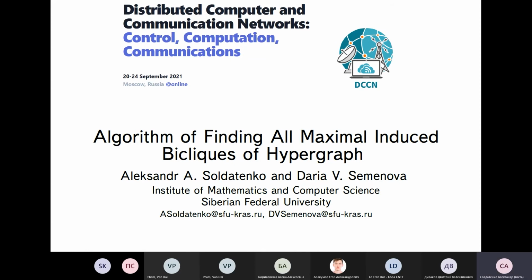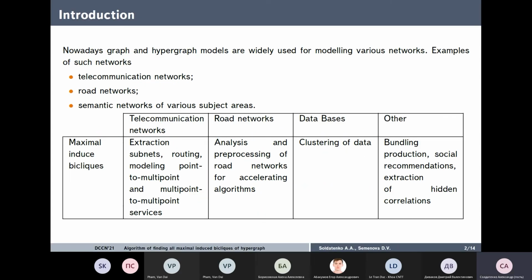My name is Alexander Soldatenko, and the topic of my talk is algorithm of finding all maximum induced biclicks of hypergraph. Nowadays, hypergraphs are actively used in modeling road and telecommunication networks, as well as for constructing semantic networks when processing text in natural language. In this work, we research the problem of finding all maximum induced biclicks of hypergraphs.